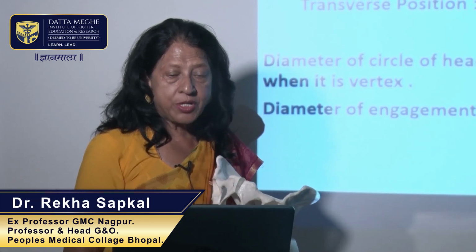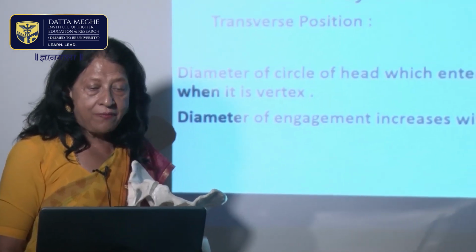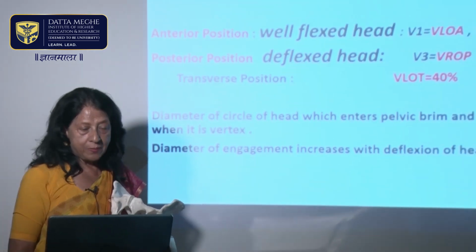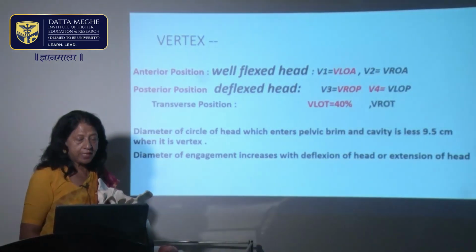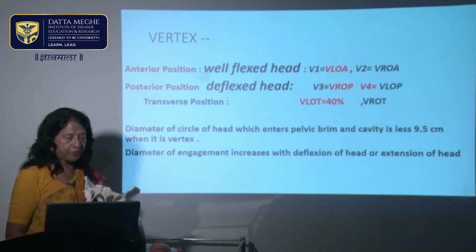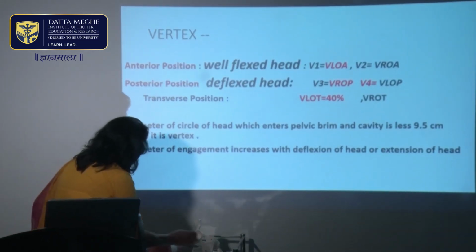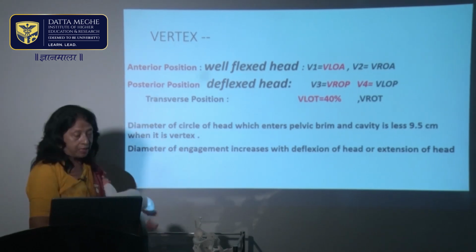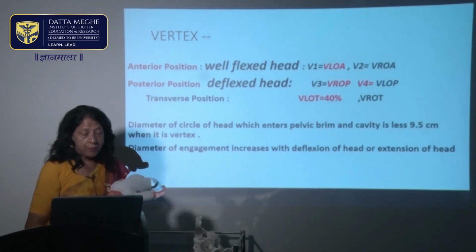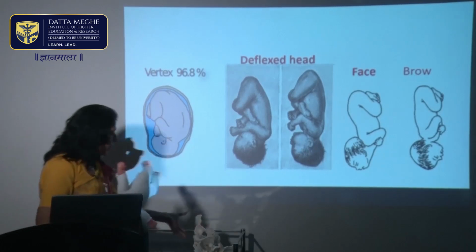Now, in anterior position, when it is a well flexed head, the diameter of engagement will be different, and when it is a deflexed head, the diameter of engagement will be different. In occipito-posterior position, the diameter of engagement is occipitofrontal, that we will learn later on. But what do you understand by diameter of engagement?